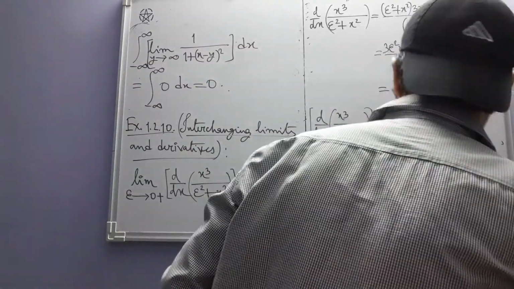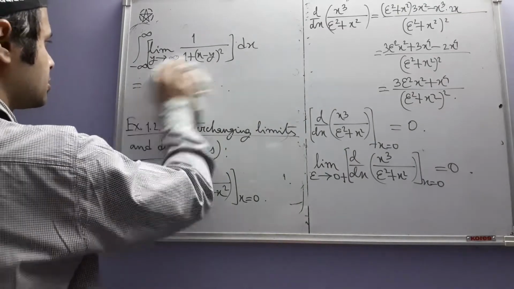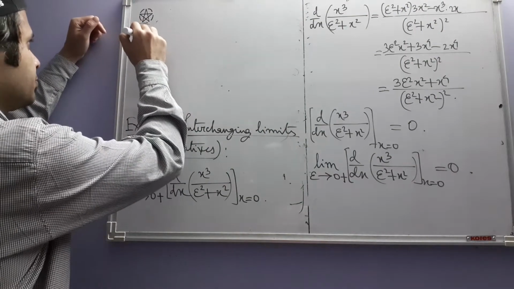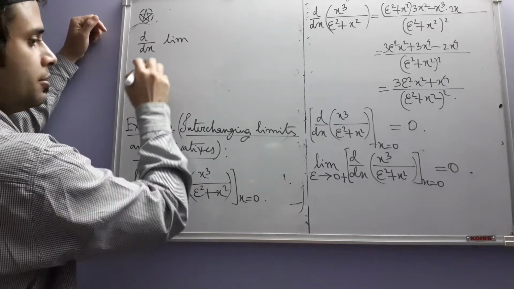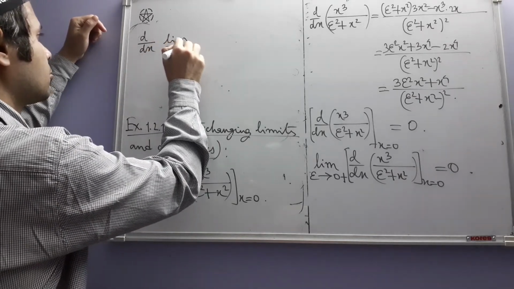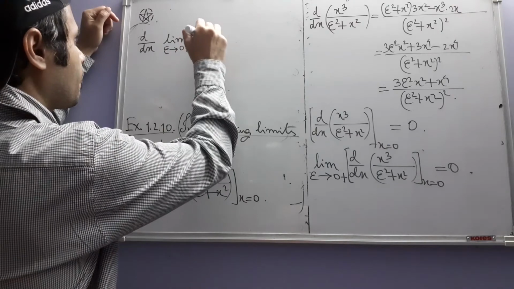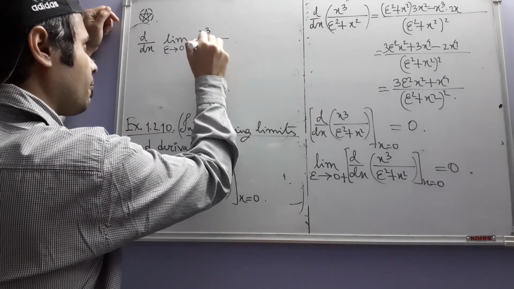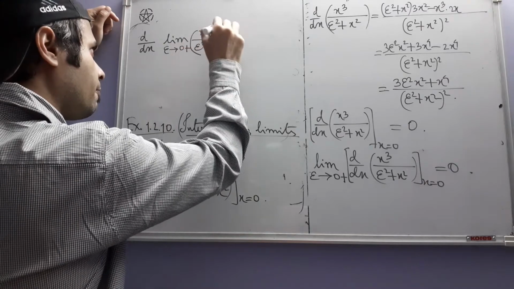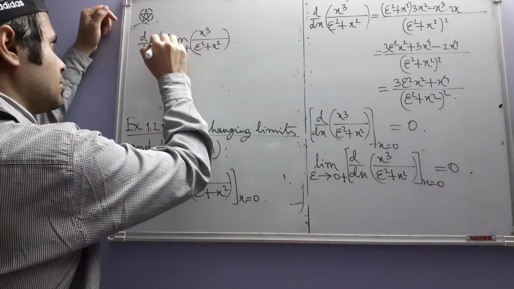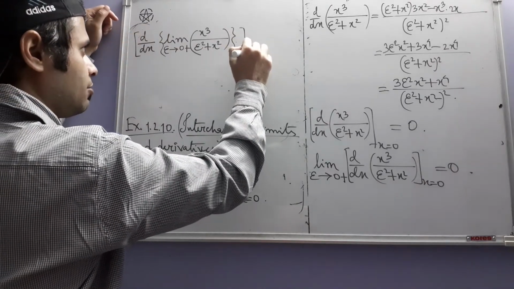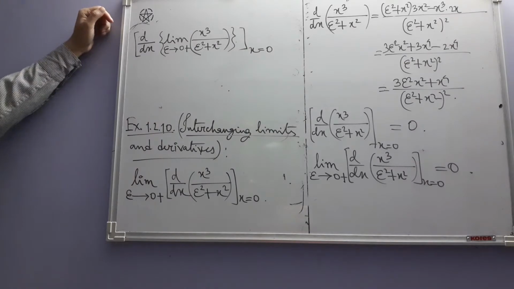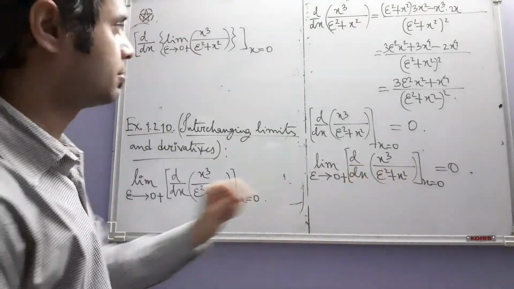Okay, so what do we calculate now? Instead of this, now we calculate this. We differentiate this limit and evaluate the value at x equal to 0. So we have taken the limit inside.